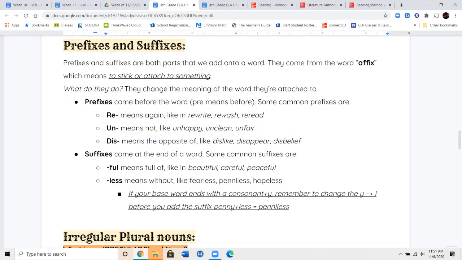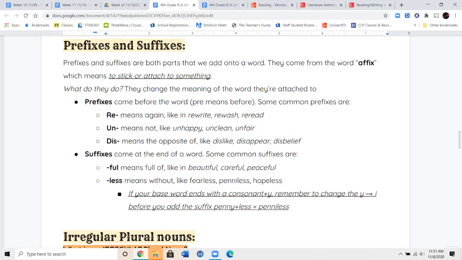Now, suffixes, like we said, come at the end of the word. So the first suffix we're going to talk about is full, F-U-L, not the word full, F-U-L-L, that has two L's in it. The suffix full is just F-U-L, just one L. And it means full of something. So someone who is beautiful is full of beauty. Someone who is doing something in a very careful way is doing it in a way that's full of care. If something is peaceful, it's full of peace.